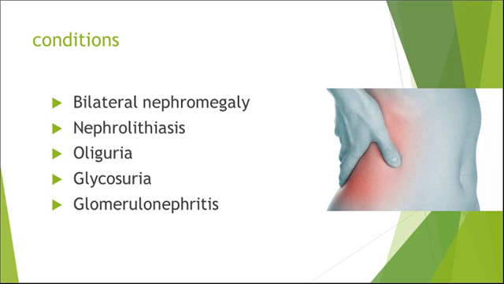Oliguria, that uria, we should think urine. So this is diminished capacity to form and pass urine. It's considered less than 500 milliliters per day. Glycosuria, again, we see that uria in there, so we have to think urine. The glyco is going to indicate sugar, and this is sugar in the urine. Glomerulonephritis. This is a type of nephritis in which the glomeruli of the kidney are inflamed. Remember that suffix itis is always going to key you into an inflammation.